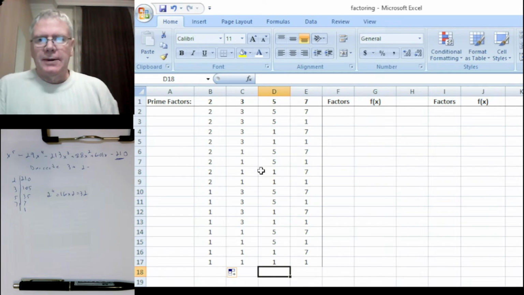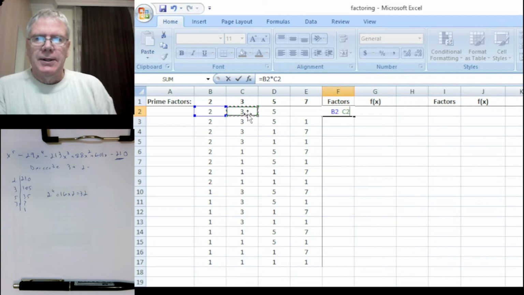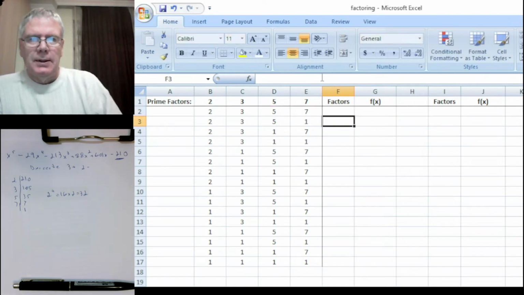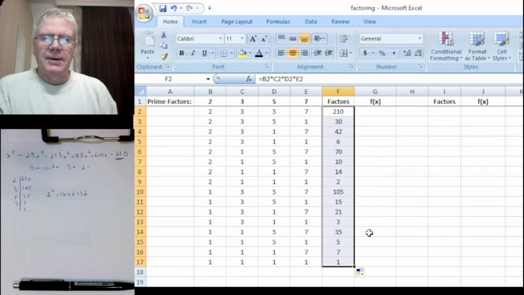Okay, so here I have all 16 combinations of prime factors. Each one of those will give me a different factor. So I'm going to have to multiply these here. And I'm going to just multiply each one across. And I'm just going to do that for each of these, and I'm going to have all of my factors.